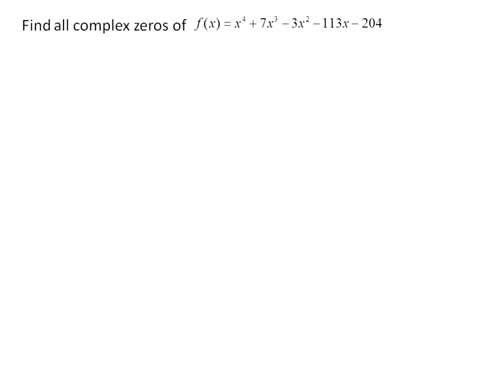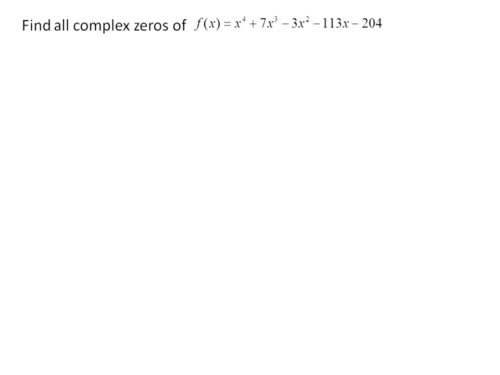In this video, we'll look at finding the complex zeros of a polynomial. We'll consider as our example f of x equals x to the fourth plus 7x cubed minus 3x squared minus 113x minus 204. Recall that we have a relationship between the number of complex zeros and the degree of the polynomial. And so in this case, we know we have four complex zeros because we're dealing with a fourth degree polynomial.